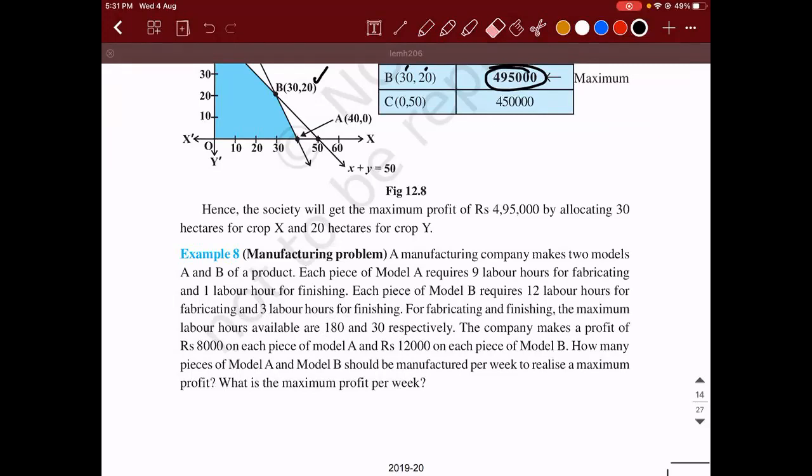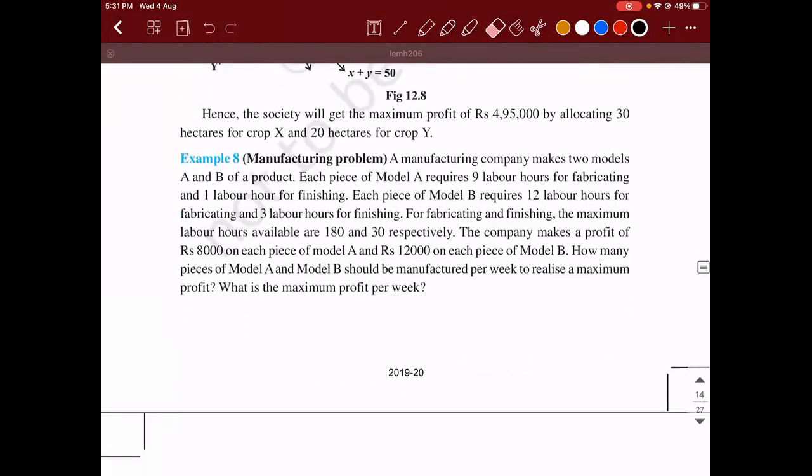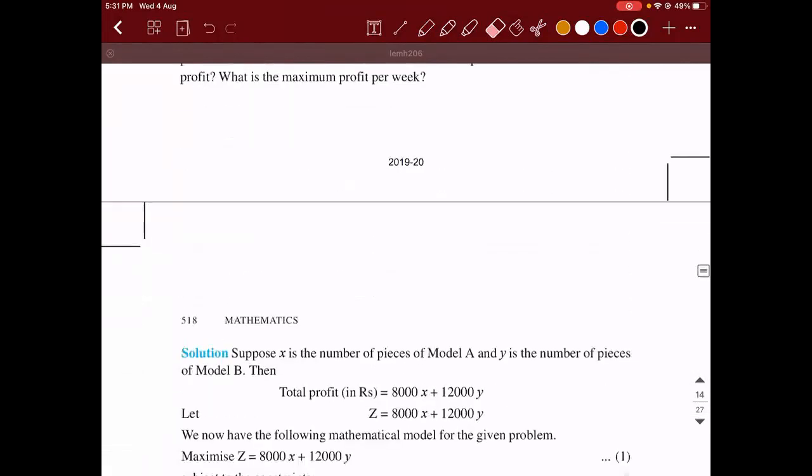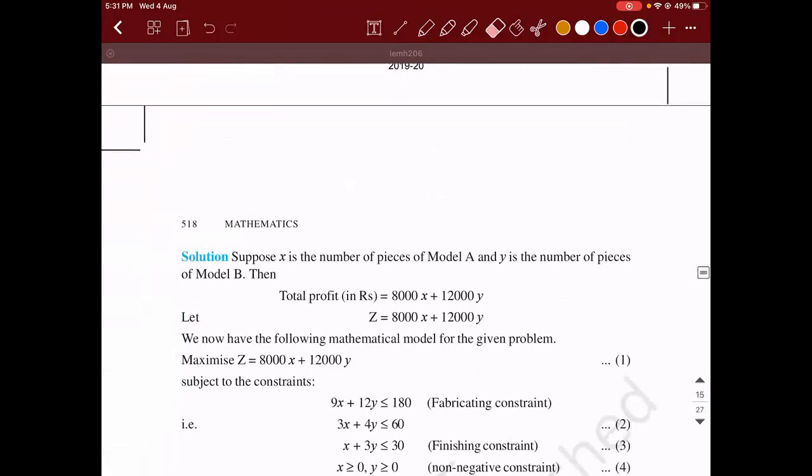How many pieces of model A and model B should be manufactured per week to realize maximum profit? The company makes a profit of 8,000 on each piece of model A and 12,000 on each piece of model B. So let the number of pieces be X and Y respectively, because that is the thing we need to find. Suppose X is the number of pieces of model A and Y is the number of pieces of model B. So what is going to be the total profit, guys?